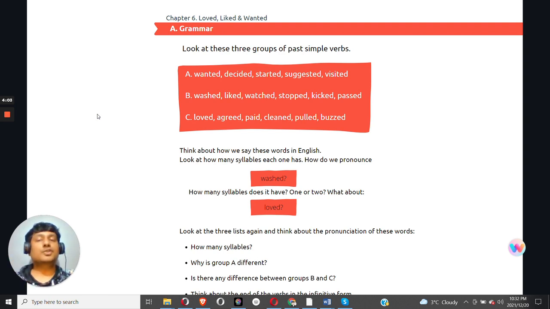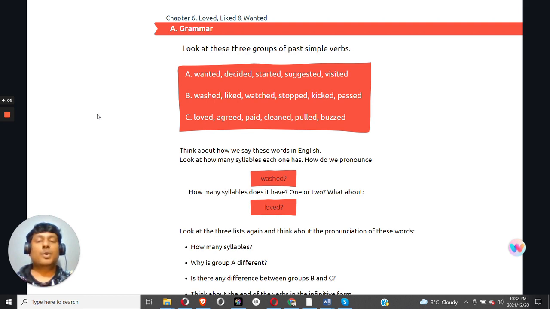Okay, moving on to group B. Washed, 1 syllable. Liked, 1 syllable. Watched, 1 syllable. Stopped, also 1 syllable. Kicked, 1 syllable again. And the last word, passed, 1 syllable. Moving on to group C. Loved, 1 syllable. Agreed, 2 syllables. Paid, 1 syllable. Cleaned, 1 syllable again. Pulled, once again, 1 syllable. And the last one, buzzed, 1 syllable.